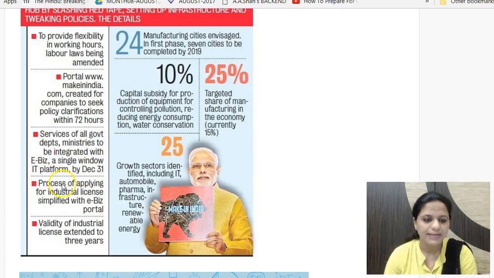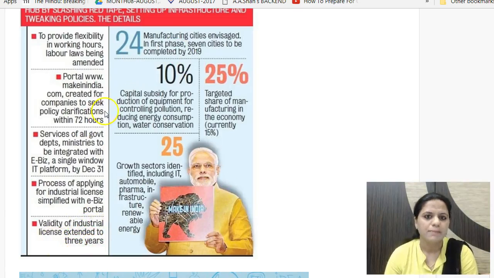eBiz, a single window IT platform, was provided for all services, accessing services from all government departments, ministries. Also, industrial licenses processing was simplified through the eBiz portal. So this is part of NEGP, which is an old program as such. Then validity of industrial licenses was extended to 3 years.